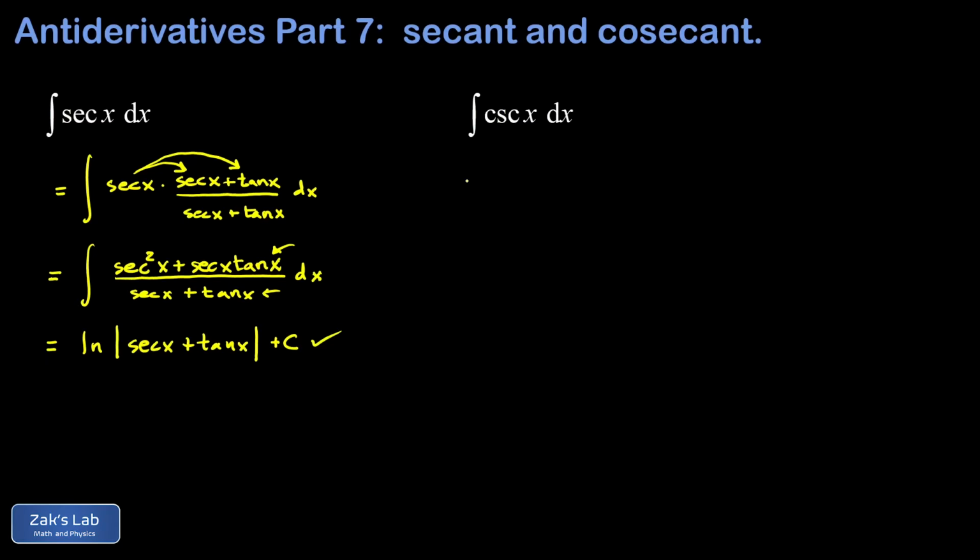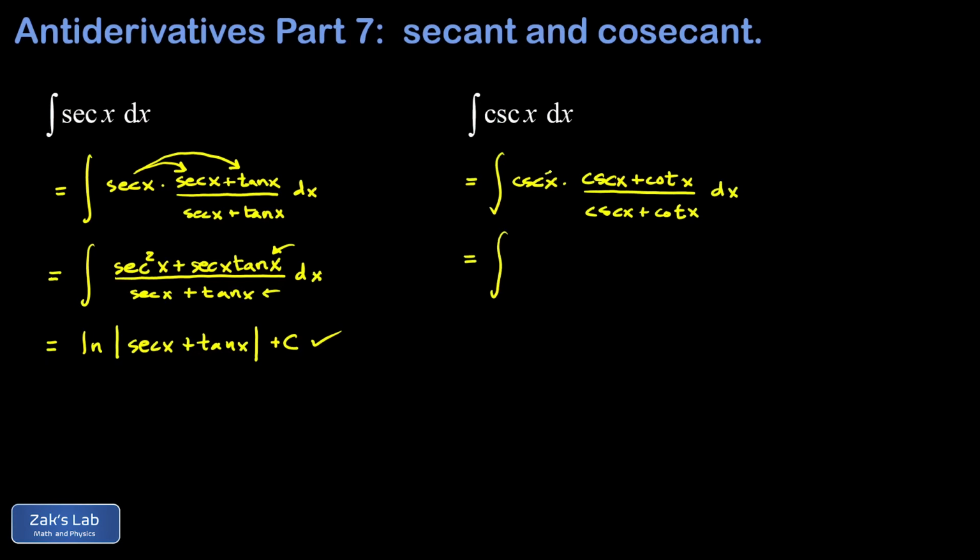Now the cosecant integral is similar. If I naively multiply by cosecant x plus cotangent x, then when I distribute the cosecant, I get a cosecant squared, which is pretty close to the derivative of the cotangent function. And I get a cosecant cotangent, which is pretty close to the derivative of the cosecant function. But there's some adjustments to be made here.